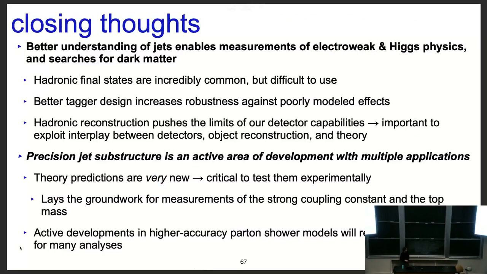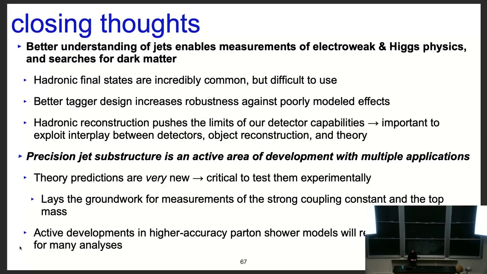So just a few closing thoughts. Our understanding of jets is going to really enable a more robust search and measurement program at the LHC and beyond. Hadronic final states are really common. We don't just use them in these kind of jetty events that I was showing here, but we also use them in combination with leptons and for a lot of different types of physics that we do. But as you can see here, they are also very messy and challenging to use. So if we can really understand things better and model them better, we can really improve the quality and types of physics that we can do at the LHC.